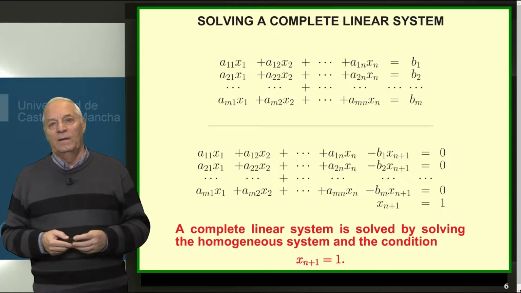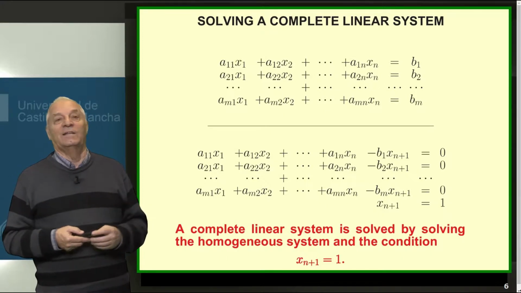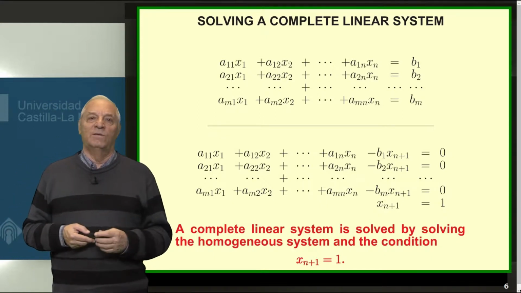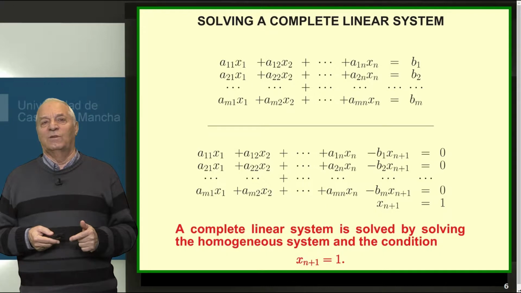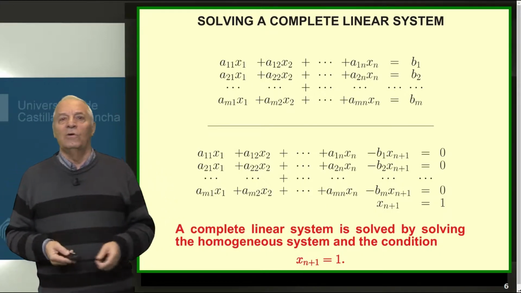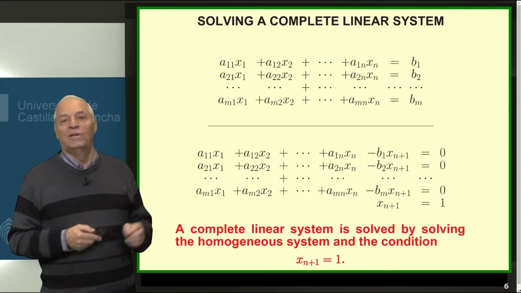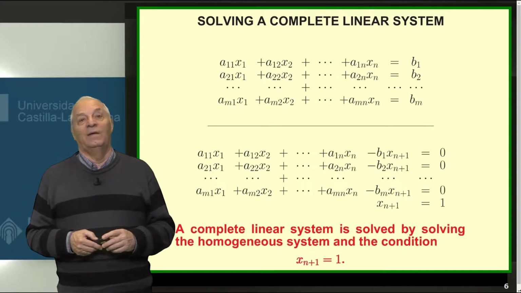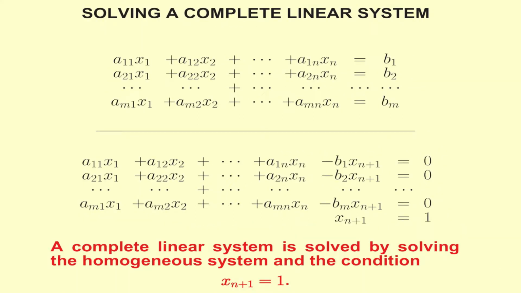Then it means that, except the last equation, everything else is a homogeneous system, which we also know how to solve, because we've seen it then. What are we going to do? Well, look, this transformation is saying: first solve the homogeneous system and, once you have obtained all possible solutions of the homogeneous system, stay only with those that satisfy the condition that xn+1 is equal to 1. In this way, we solve the complete system of equations.